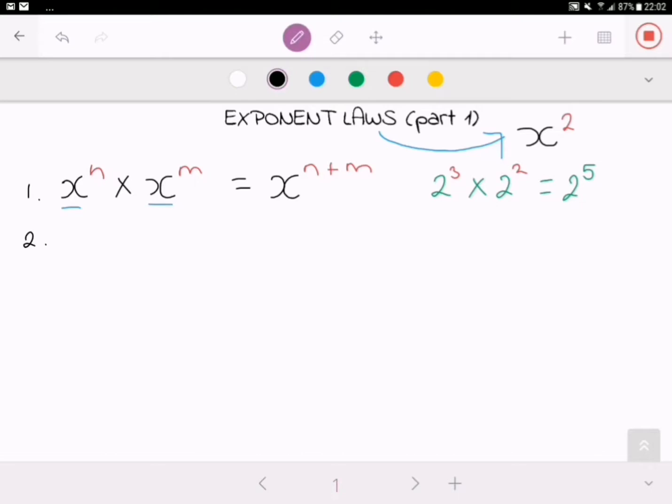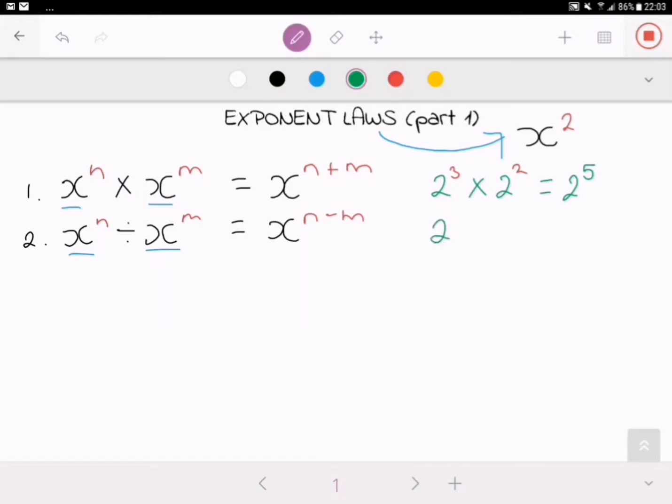Let's look at exponent law number 2. If we had x, our base, to the power of n, divided by x to the power of m, we are dividing our bases and therefore we can subtract the exponents from each other, so it becomes x to the power of n minus m.